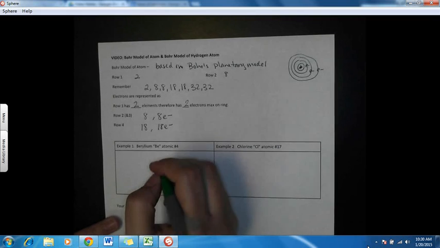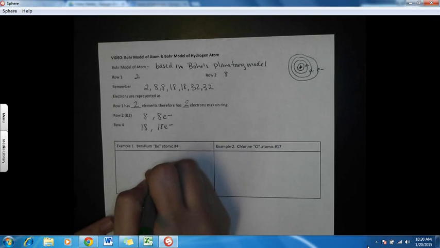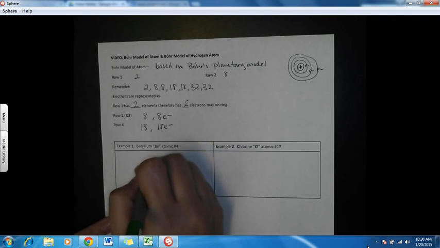electrons. Okay? So if we were to draw, beryllium has 4 electrons. So we'd have our 4 protons in the center, and our first energy level would have 2 electrons, and then our second energy level would then have 2 additional electrons.